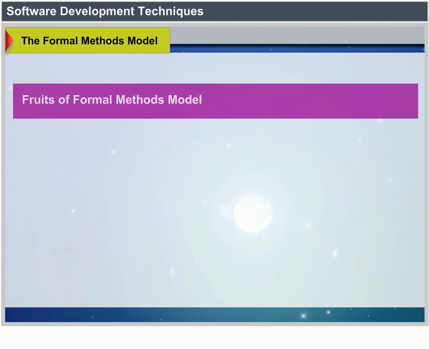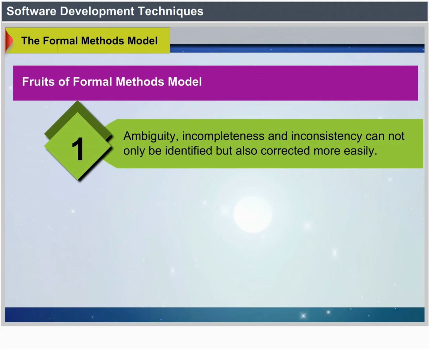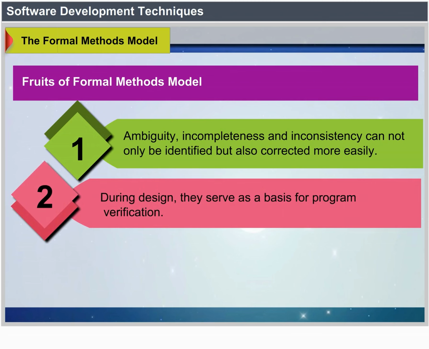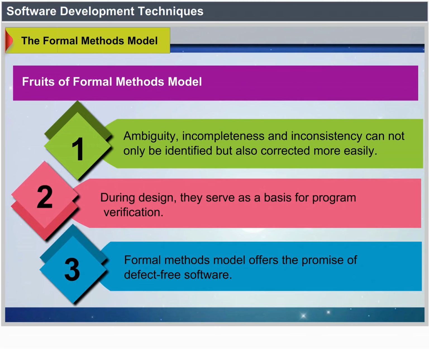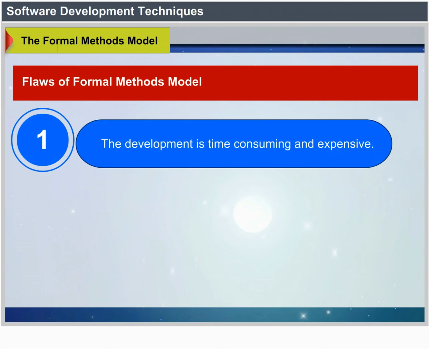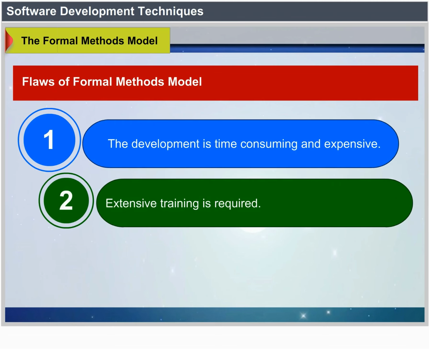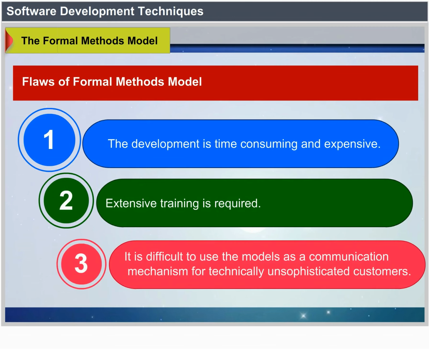Advantages of the formal methods model. Ambiguity, incompleteness, and inconsistency can be identified and corrected more easily. During design, they serve as a basis for program verification. The formal methods model offers the promise of defect-free software. Drawbacks of the formal methods model. The development is time-consuming and expensive. Extensive training is required. It is difficult to use the models as a communication mechanism for technically unsophisticated customers.